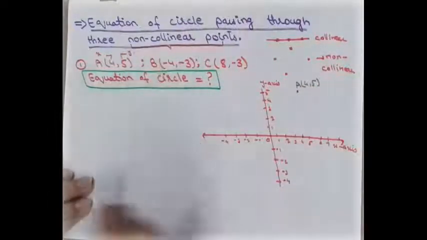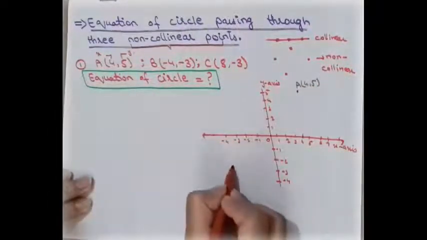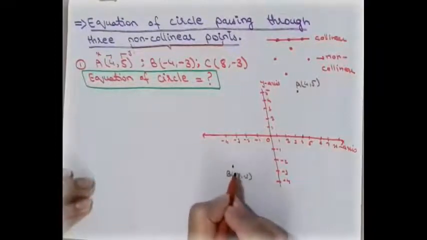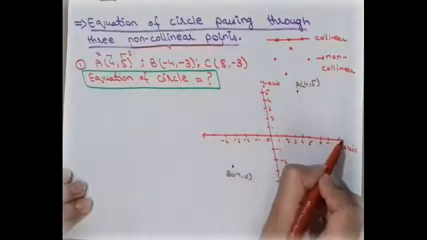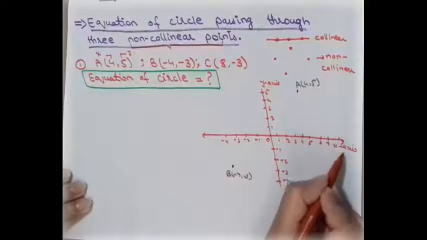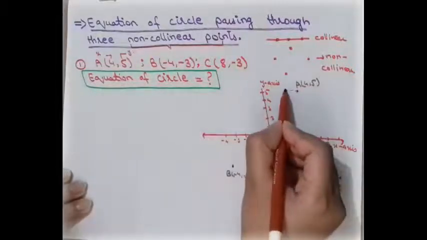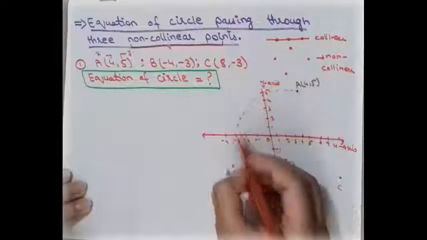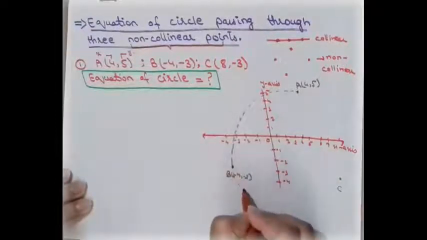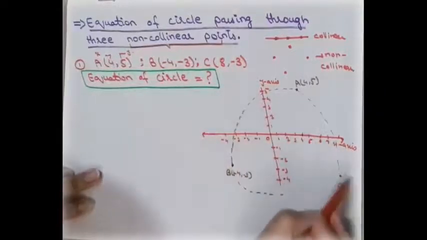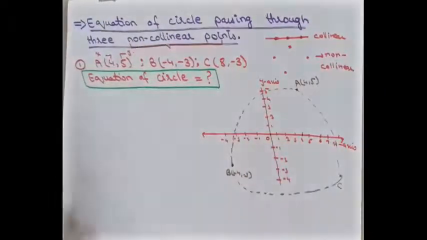And minus 4, minus 3. Minus 4, minus 3 means the point is somewhere here, which is B. Minus 4, minus 3, here is the point. And the point C is 8, minus 3, which means the point is at 8, and here is minus 3. So here these are 3 points and these are non-collinear points. So we make a circle on it by drawing a curve on it. Basically we form a circle.